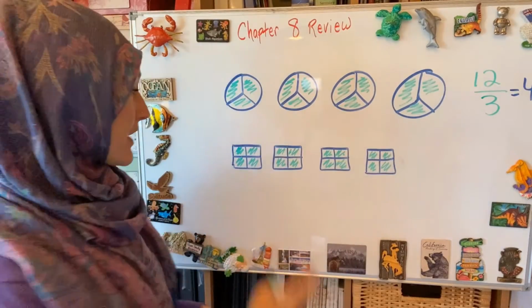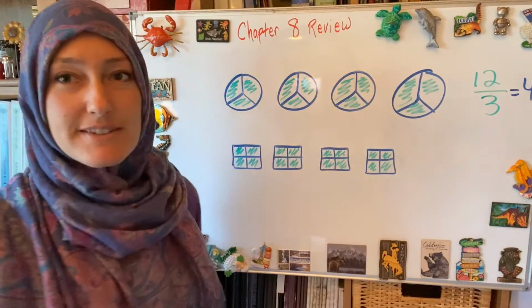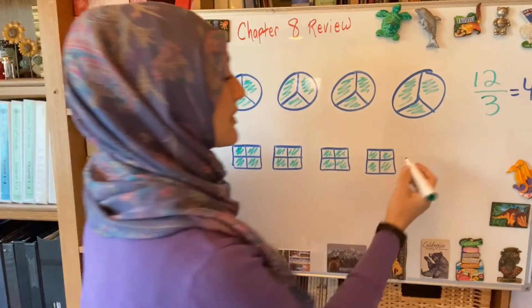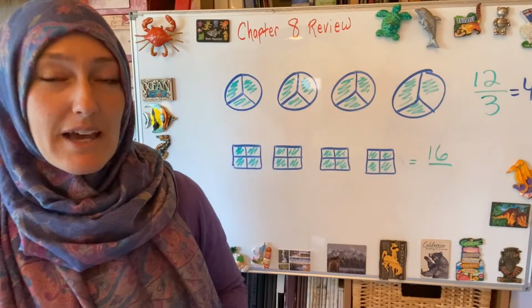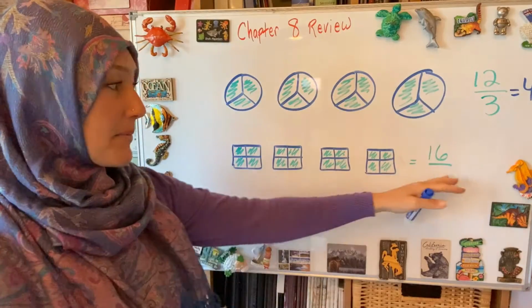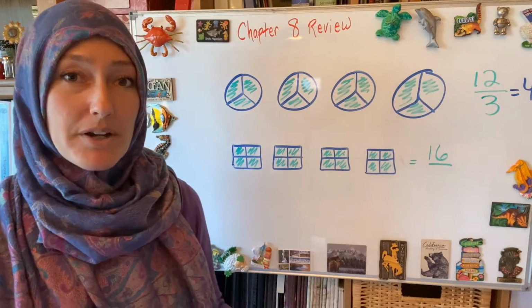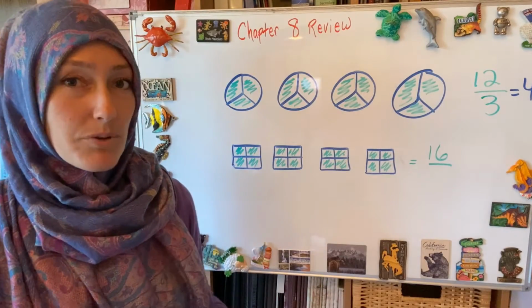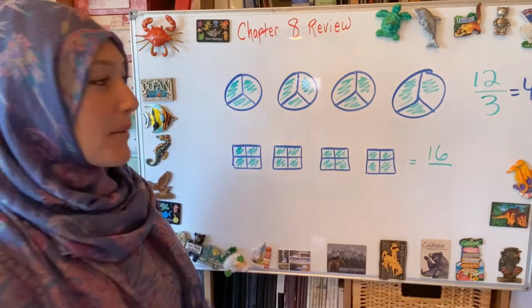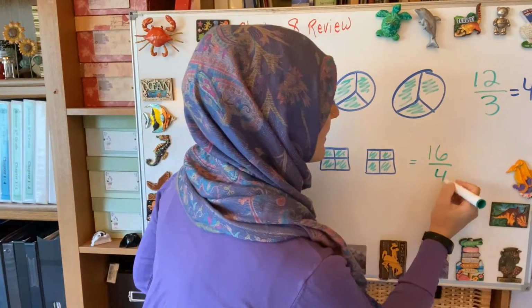So how many parts are shaded? 4, 8, 12. There's 16 parts that are shaded. So that is going to be my numerator, how many I'm talking about. The denominator is the size of the part. It's a 4th sized piece. It's cut into 4 parts. So my denominator will be 4.